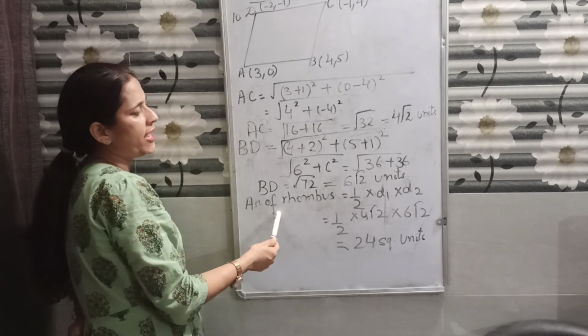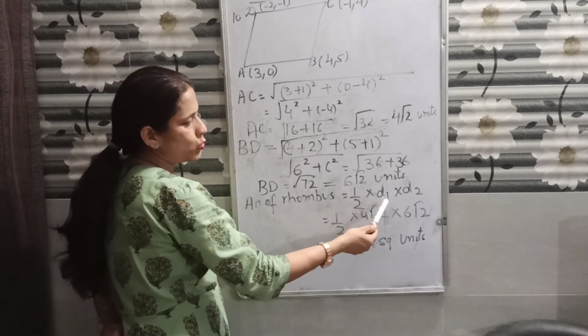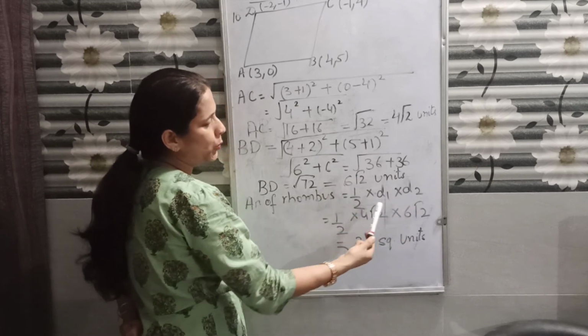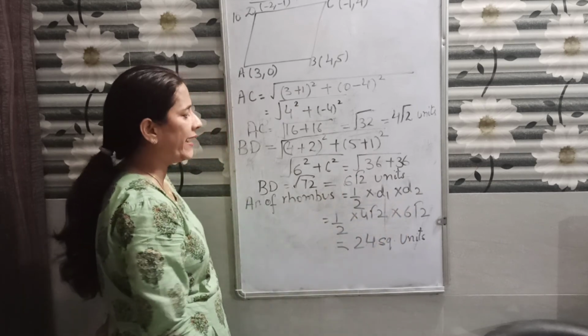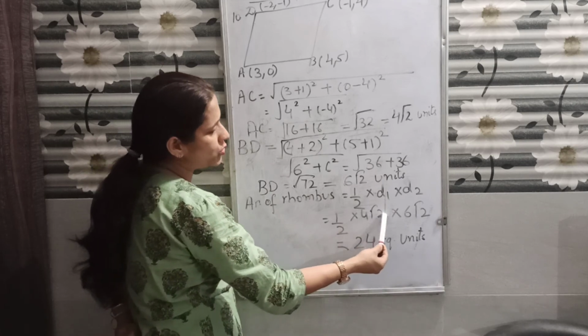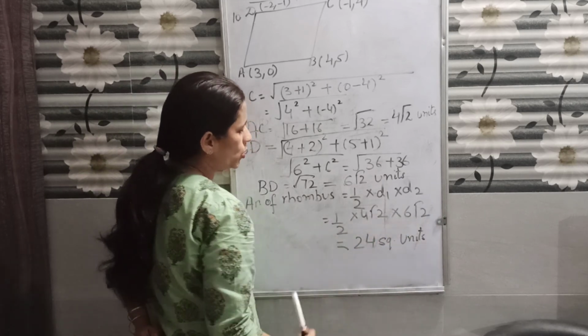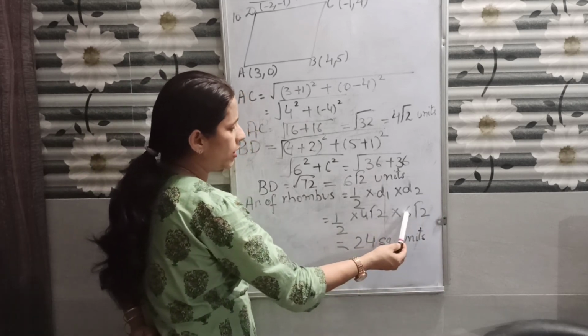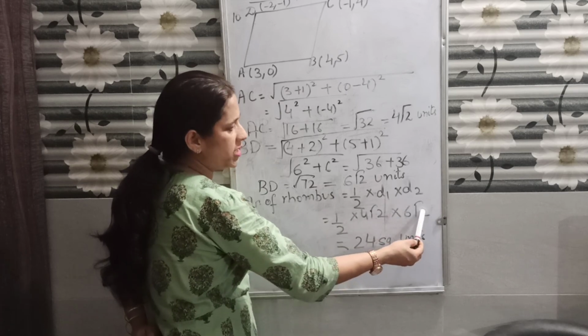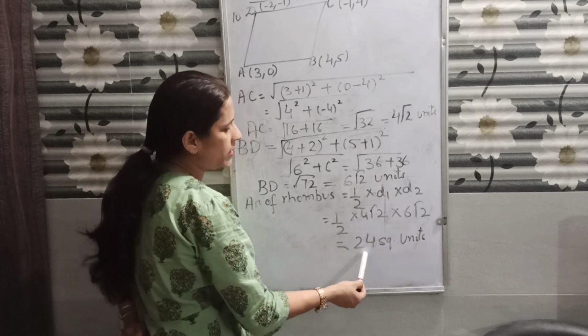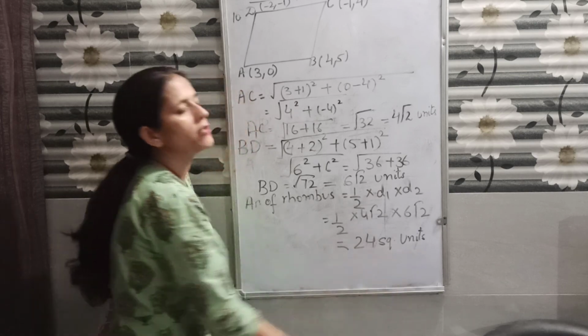As you have to find the area of the rhombus, it is half into D1 into D2. Here D1 and D2 are the diagonals. So half into 4 root 2 into 6 root 2. So here you have 4 sixes are 24, 24 into 2 is 48. 48 divided by 2 is 24 square units. So this is your answer.